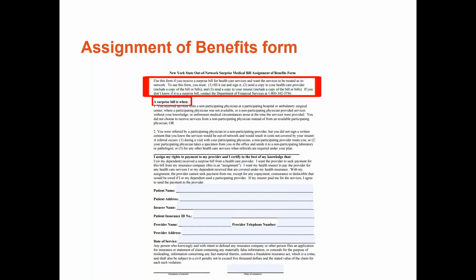And here it says that I assign my rights to payment to my provider. And here, this has to be filled out by the client. You can advise the client on how to fill it out, but they have to fill this out themselves. And this allows them to assign their health insurance benefits to the provider and direct the plan to bill the provider. And in a way, it also directs the provider to stop billing the client for these services because they fall under the surprise bill law.